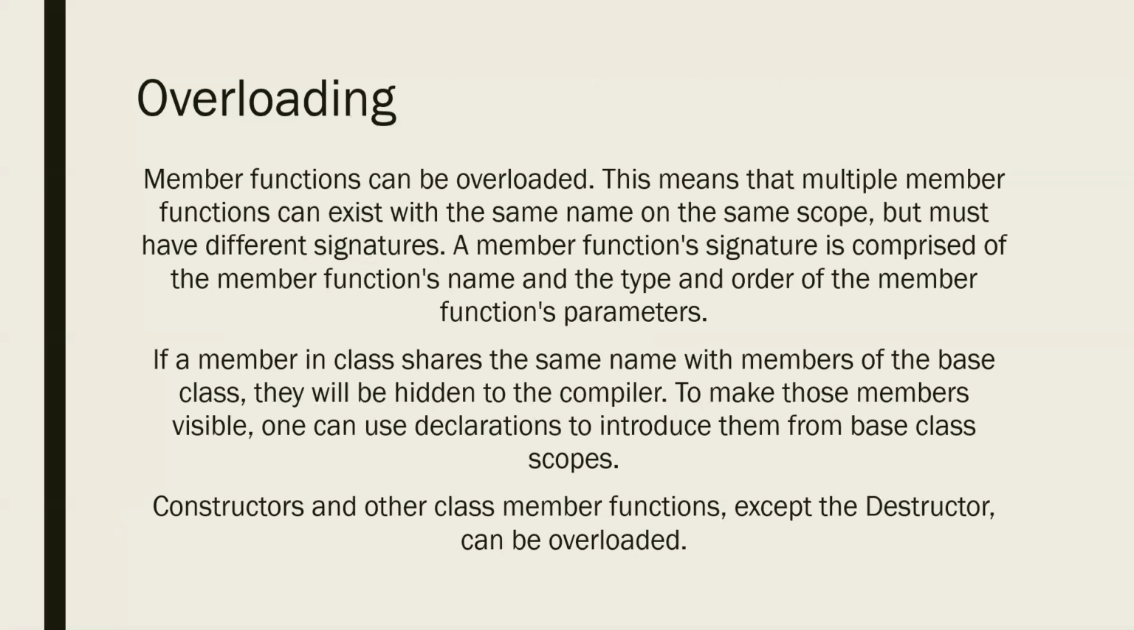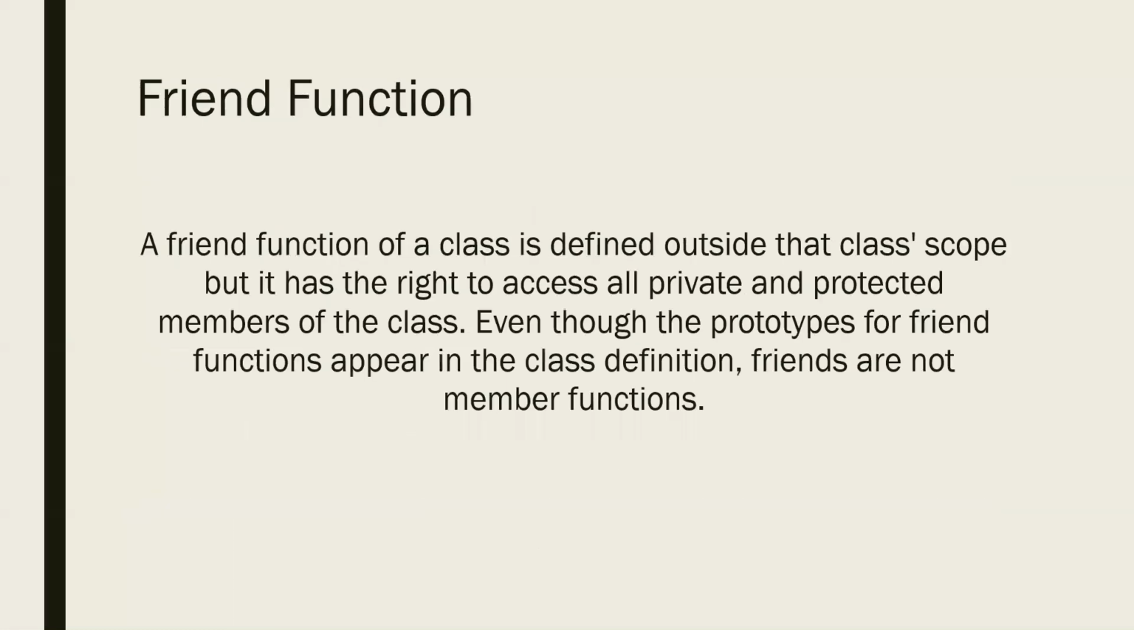Now let's talk about overloading. Member functions can be overloaded. This means that multiple member functions can exist with the same name in the same scope, but must have different signatures. A member function signature is comprised of the member function's name and the type and order of the member function's parameters. If a member in a class shares the same name with members of the base class, they will be hidden to the compiler. To make these members visible, one can use using declarations to introduce them from base class scopes. Constructors and other class member functions, except the destructor, can be overloaded.